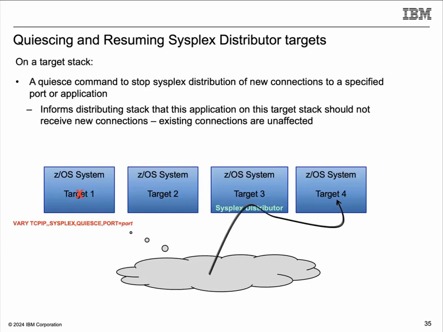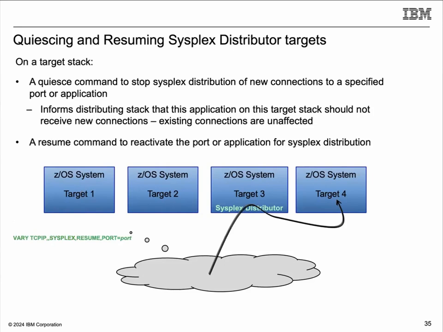We also now have this existing capability to temporarily take a target out of the Sysplex distribution. For example, you may want to bring that first system on the left down for maintenance and bring it back up. So you can issue a quiesce command directly on that system to tell Sysplex Distributor to send no new connections over to that target. It's temporarily quiesced. When you're ready to allow that system to be a target again, you can issue the Sysplex resume command. Pretty much, this is existing technology.